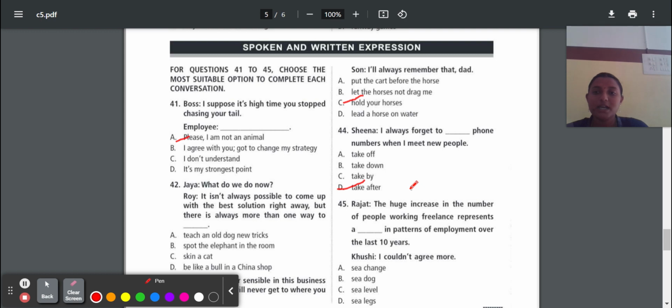Question number 45. Rajat: the huge increase in the number of people working freelance represents a dash in patterns of employment over the last 10 years. Kushi: I could not agree more. Option A, sea change. Option B, sea dog. Option C, sea level. Option D, sea legs. Answer for the question 45 is option B, sea dog.